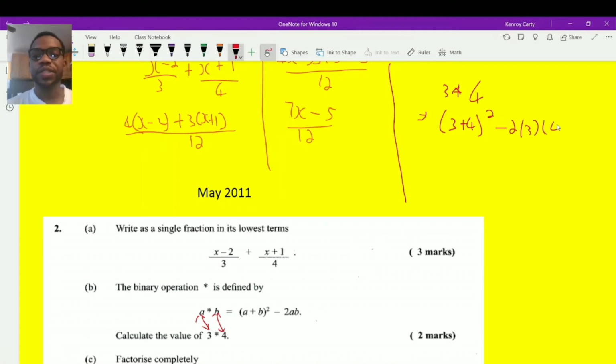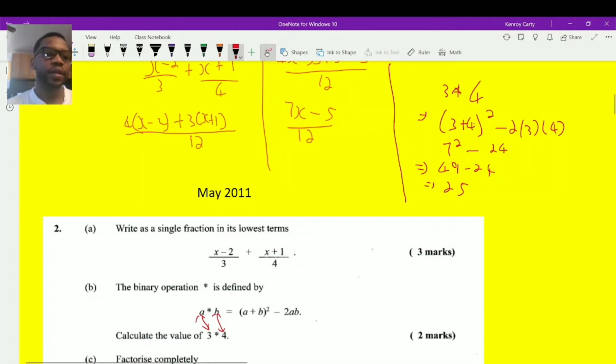I'm good to go. So I have 3 plus 4, which is 7. So that's 7 squared, minus 2 times 3 is 6. 6 times 4 is 24. Now remember, calculator can do all this. I'm just doing this just in the case that if we were doing a multiple choice, we would have to do it manually. Now 7 squared is 49, ensure you know your timetable, minus 24, which of course is going to give me 25.